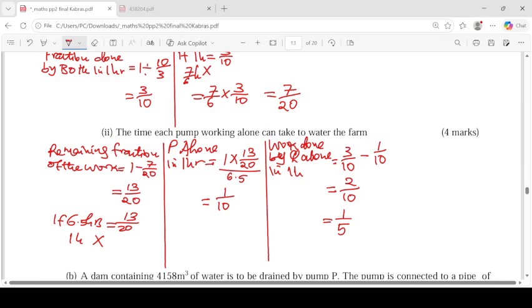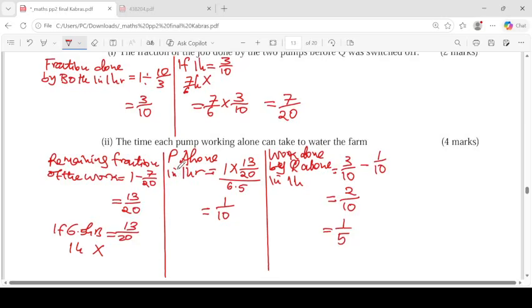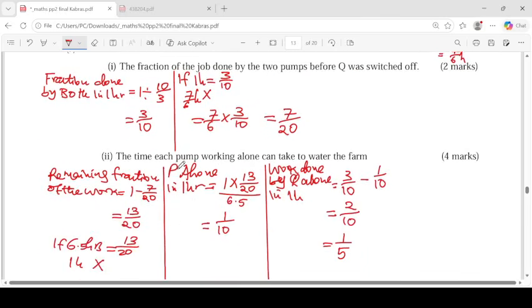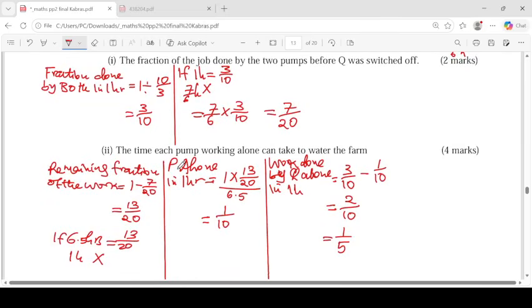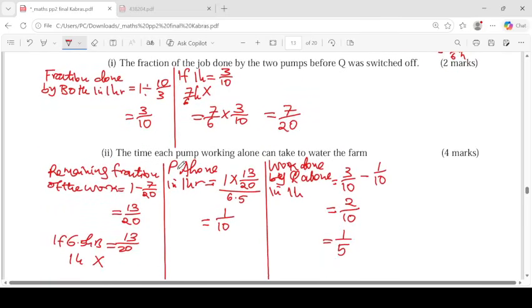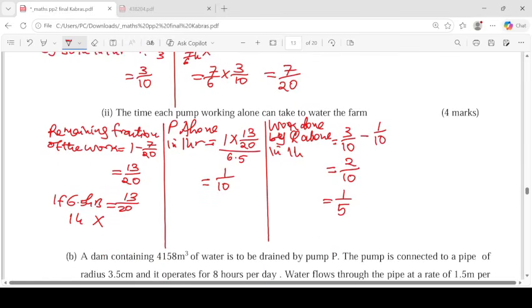Now, if this is how we interpret it, let's look at this particular question. They are saying the time each working alone can take to water the farm. So if P can do 1 over 10 of the work, then it means P takes 10 hours to water the farm, the whole farm. That's what you need to understand.